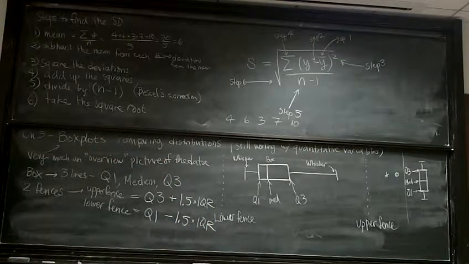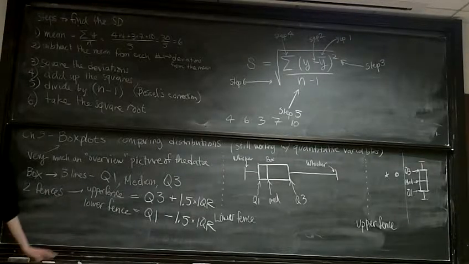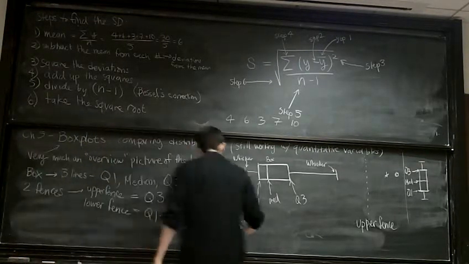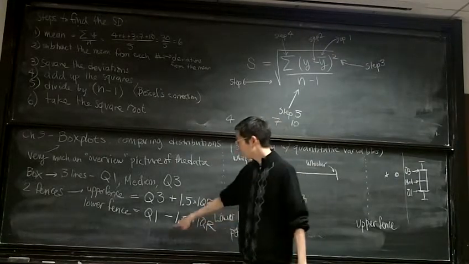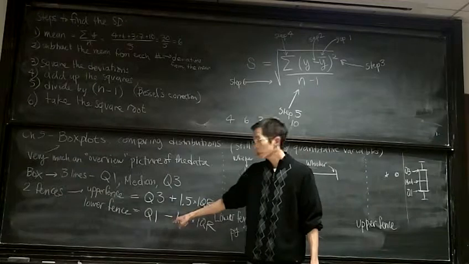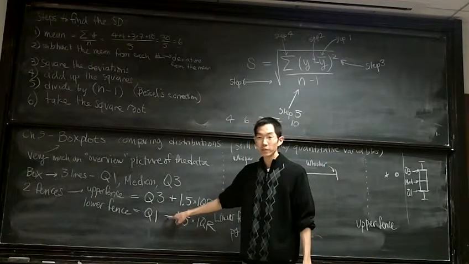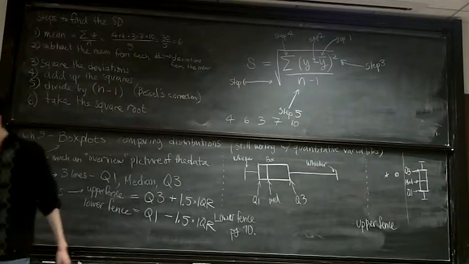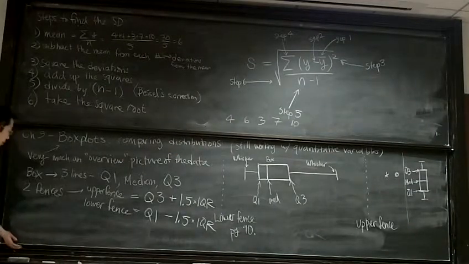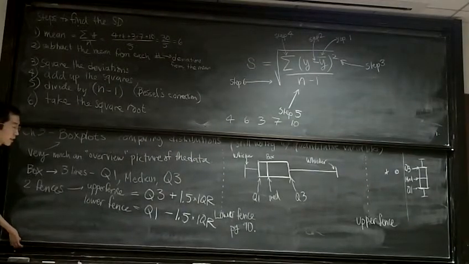Now, if you read your book, there is a typo on page 90. In the book, they have a plus here. Make sure that it's a minus. It's a minus sign. There's a typo there in finding the fences.